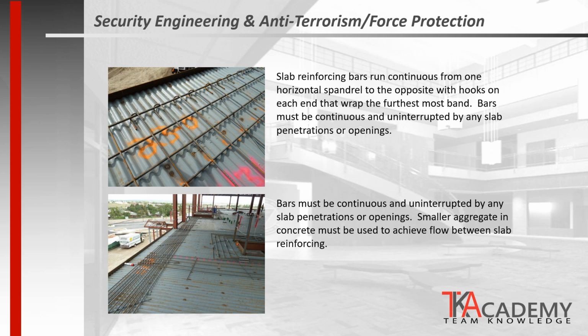After the continuous horizontal spandrel has been placed around the perimeter of the slab, reinforcing bars will be placed continuous from one horizontal spandrel to the opposite end of the slab with hooks on each end that will wrap the farthest band of the spandrel. Bars must be continuous and uninterrupted by any slab penetration or opening. Smaller aggregate and concrete should be used to achieve the flow necessary between the slab reinforcing. It is also recommended to use a 5-inch concrete slab to account for all the additional reinforcing that must be placed within it.